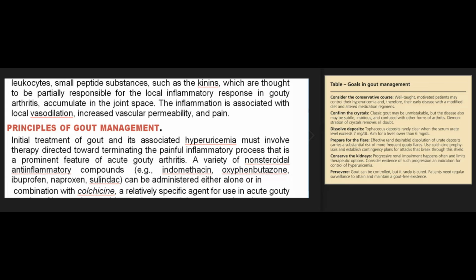Principles of gout management. Initial treatment of gout and its associated hyperuricemia must involve therapy directed toward terminating the painful inflammatory process that is a prominent feature of acute gouty arthritis. A variety of nonsteroidal anti-inflammatory compounds, for example indomethacin, oxyphenbutazone, ibuprofen, naproxen, and sulindac, can be administered either alone or in combination with colchicine, a relatively specific agent for use in acute gouty attacks.